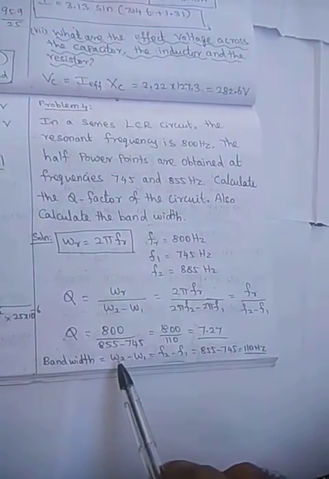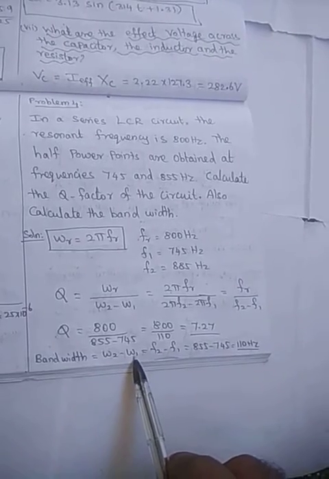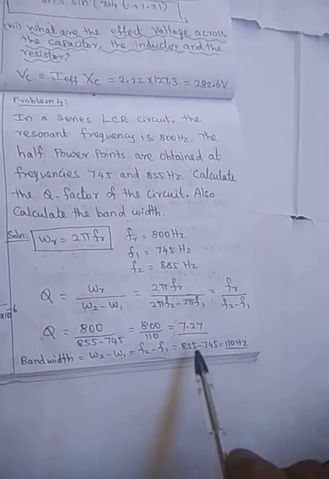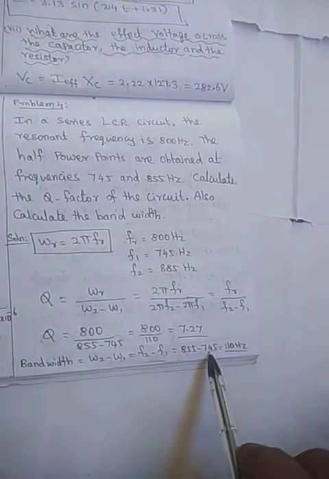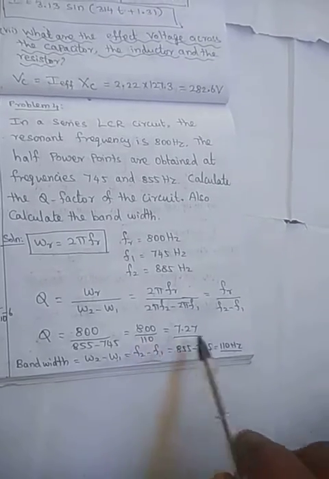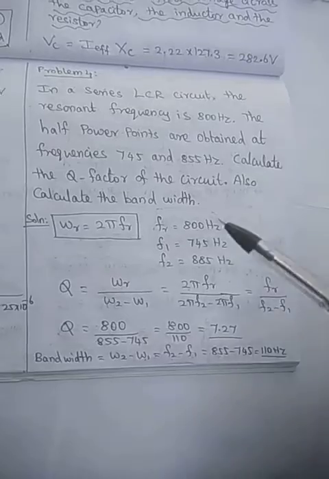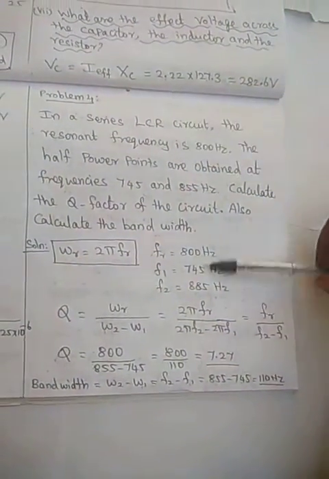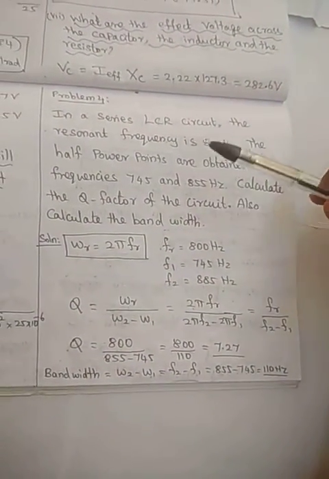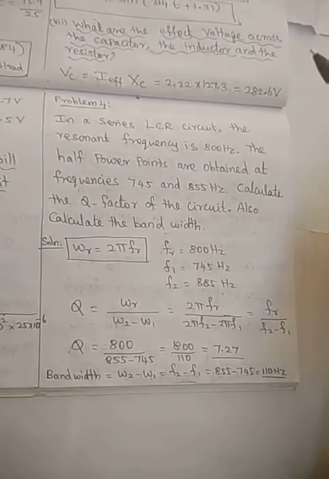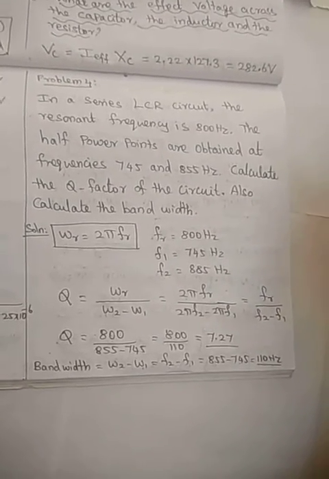Then the bandwidth is very simple, omega 2 minus omega 1, that is f2 minus f1, which is equal to 855 minus 745, which is given here itself, 110 Hz. So in this LCR circuit, this problem explains about the Q factor and bandwidth of the LCR circuit.